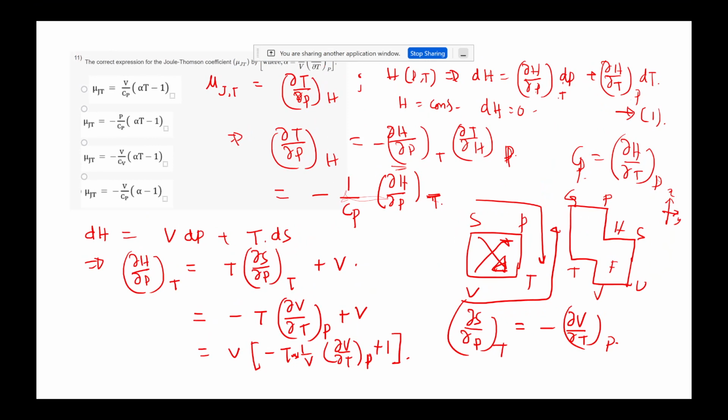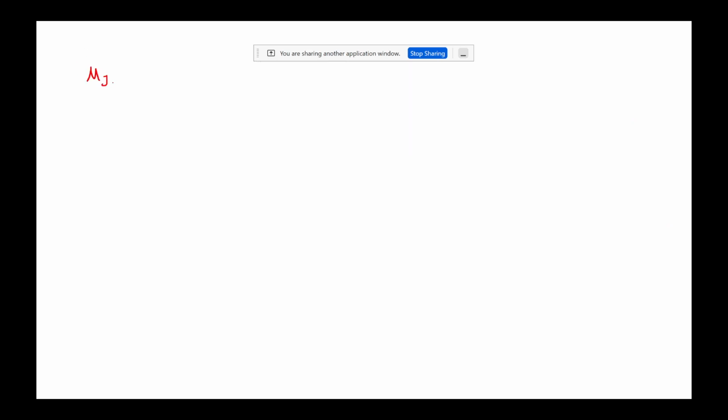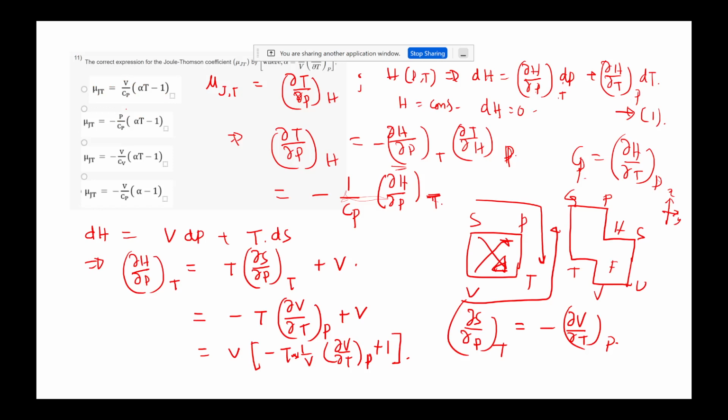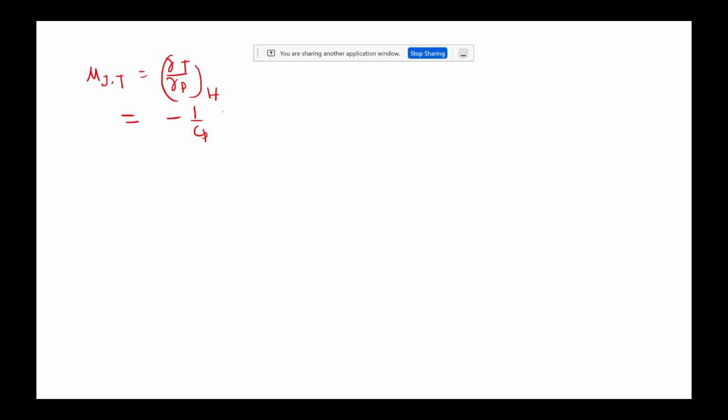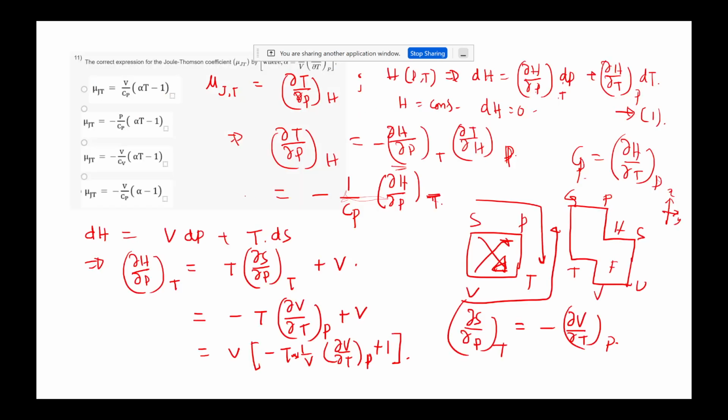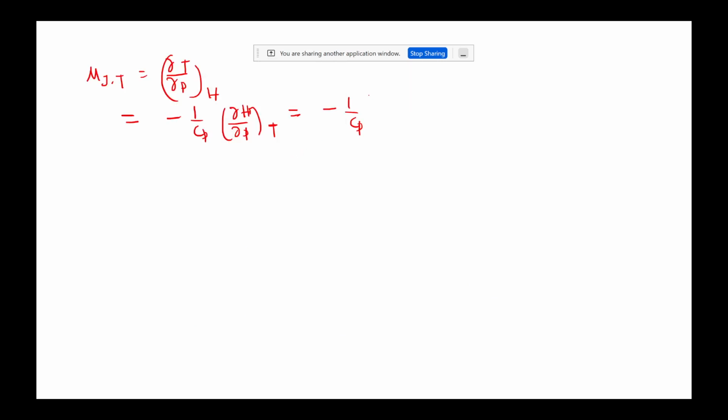So just remember what will be this thing. So then mu JT, del T del P at constant H, becomes minus 1 by Cp del H del P at constant T. And if you use this expression, then it becomes minus 1 by Cp times, so there is one V here, V is equal to minus T times 1 by V del V del P at constant T plus 1.